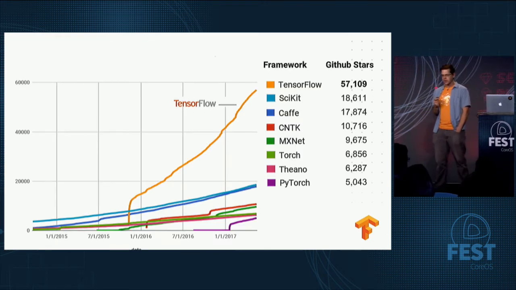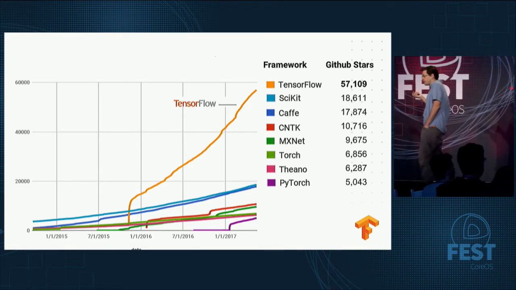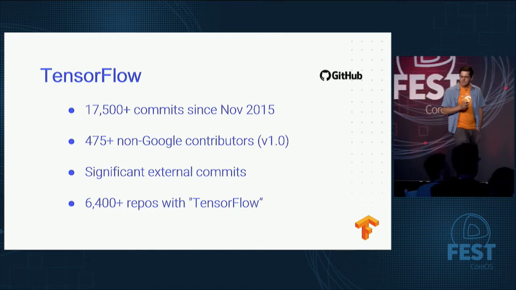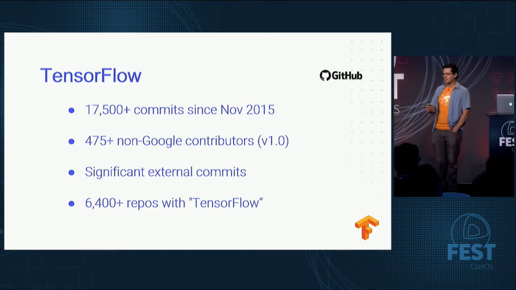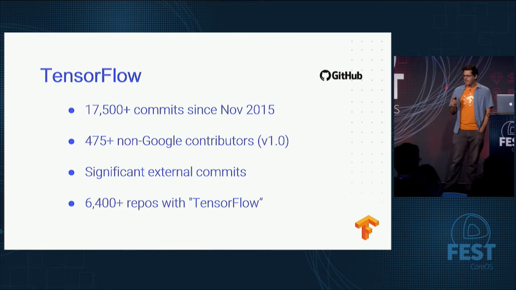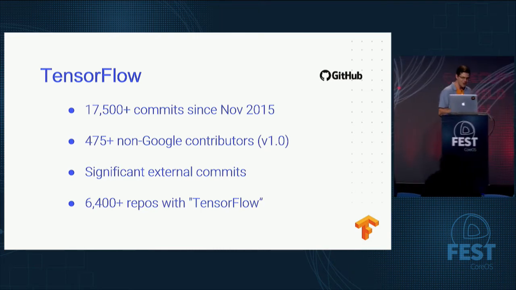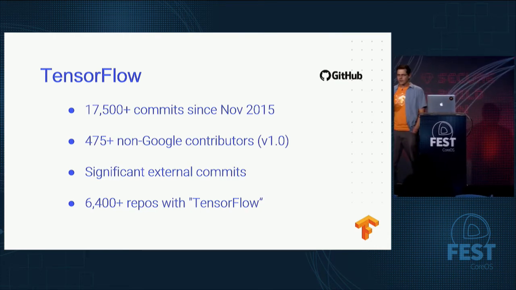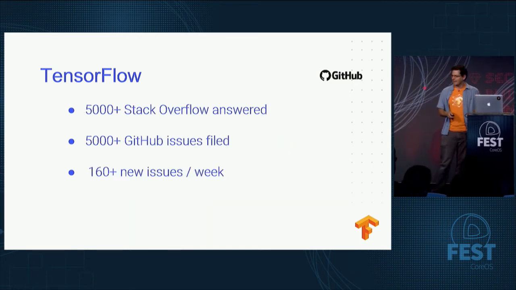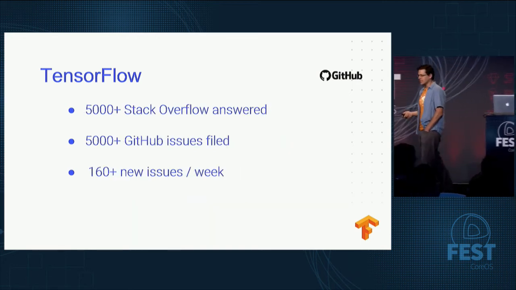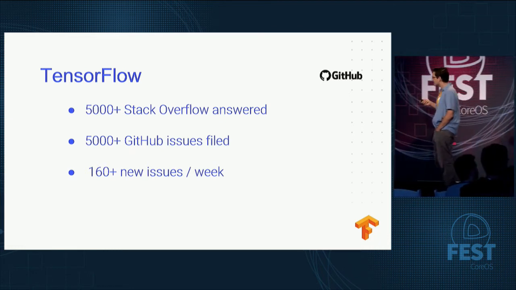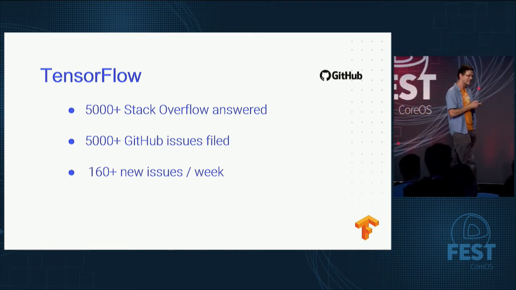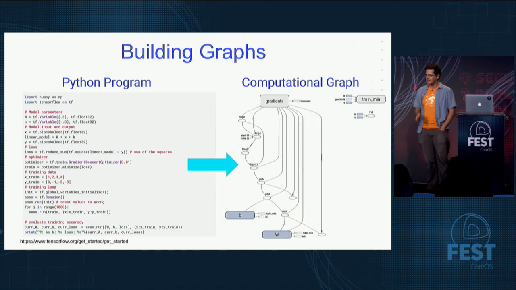If you measure by GitHub stars, TensorFlow is the most popular machine learning framework, if GitHub stars matter to you. We've had 17,500 commits since we open sourced it a year and a half ago, almost 500 non-Google contributors, some significant external commits, and we also see on GitHub over 6,400 repos with TensorFlow in the title. We've answered 5,000 questions on Stack Overflow, and we've had 5,000 bugs filed against us on GitHub. We get about 160 new ones each week. The people triaging those are working very hard to keep us from being flooded.